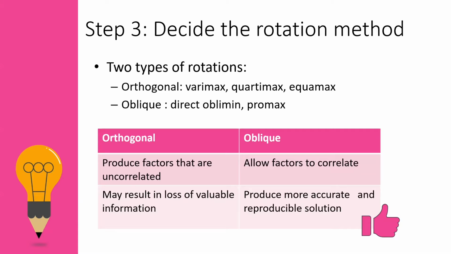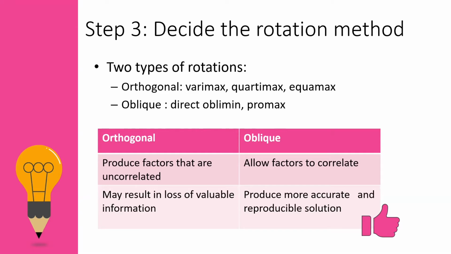In SPSS, 5 types of rotation are provided. For orthogonal, you can opt for Varimax, Quartimax, and Equamax, whereas for oblique rotation, there are 2 options, which are direct oblimin and Promax. How are we going to choose among the rotation methods?